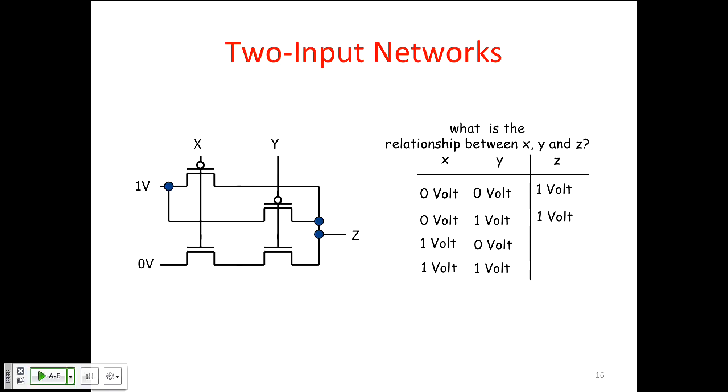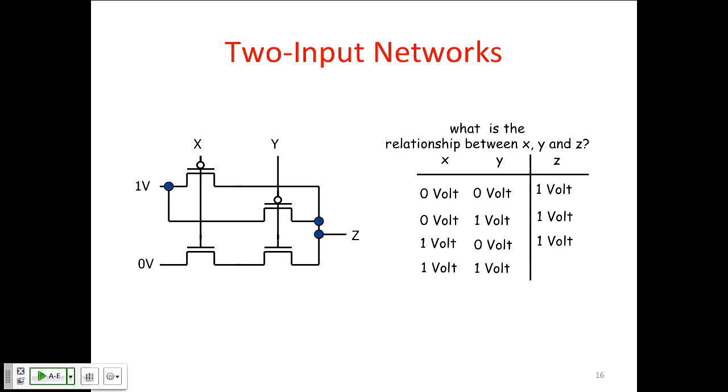Now this next case is just symmetric with the last case. Now I turn X to 1, but put Y back to 0. And so we actually get the same pattern here. This one is off, but this one is on. This is on, but this one is off. So Z, the only path to a power supply is back this way, to 1 volt. So Z is still 1 volt.